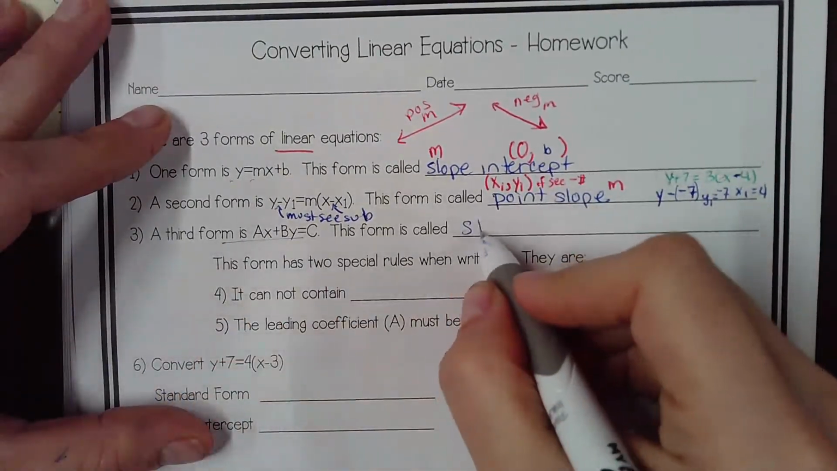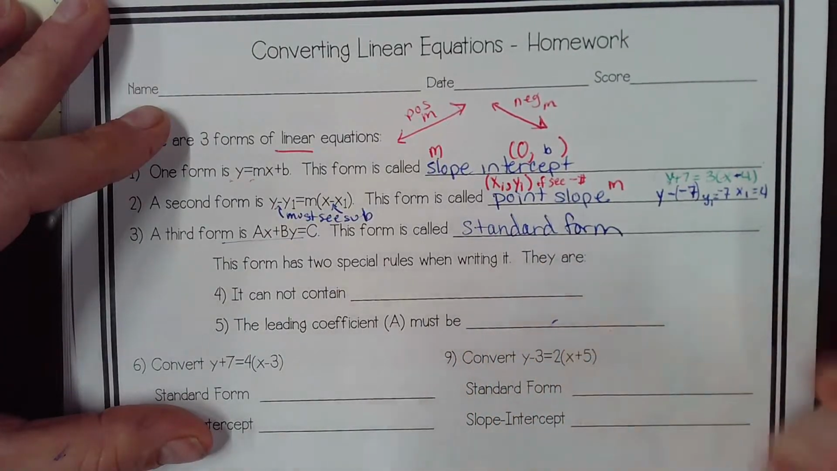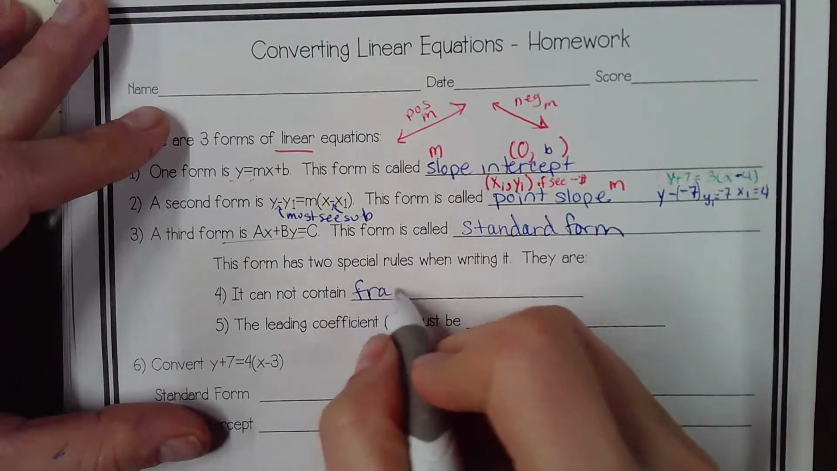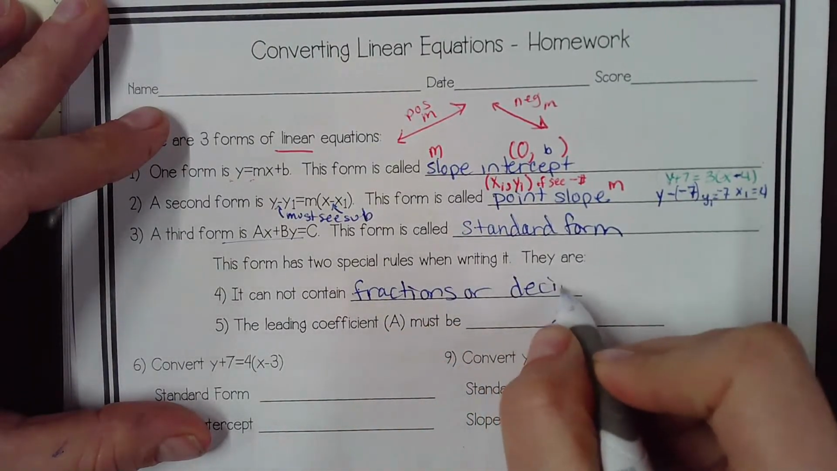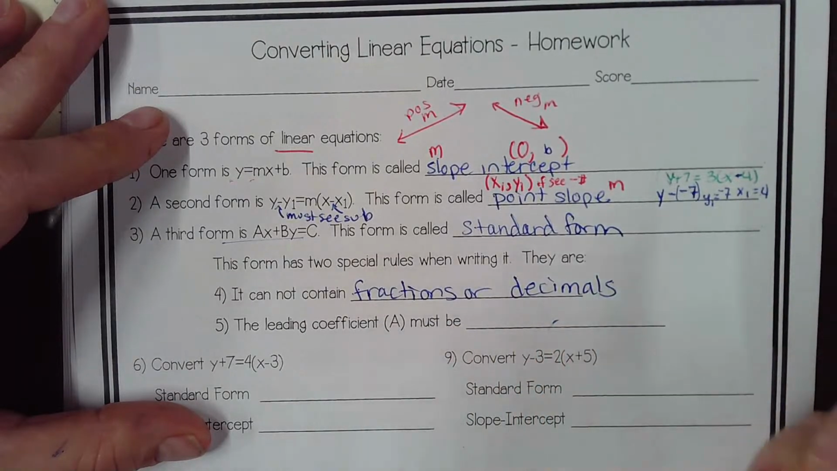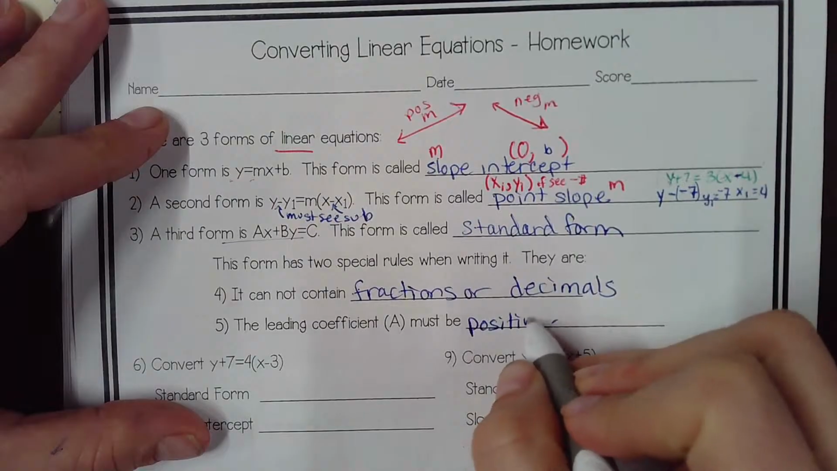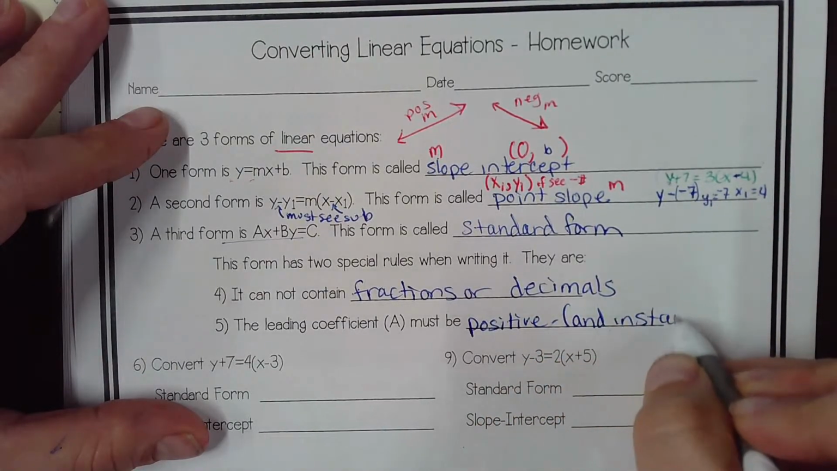This form is called standard. It has 2 special rules. It cannot contain fractions or decimals. The leading coefficient must be positive and in standard notation.